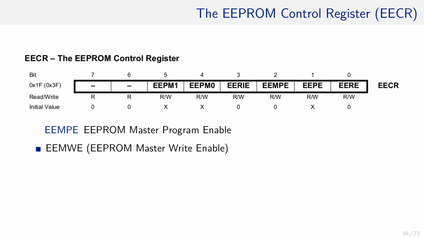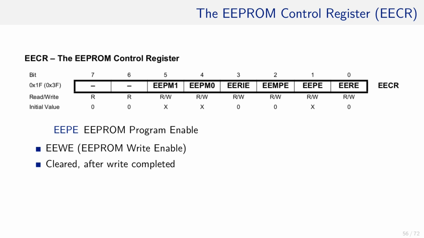Then there is the EEMPE, which is EEPROM Master Program Enable. Often in literature it is also called EEMWE for EEPROM Master Write Enable. The EEPROM is secured against overwriting data accidentally, and in combination with EEPE or EEWE, the data is committed to the EEPROM. We will see in a minute how that works.